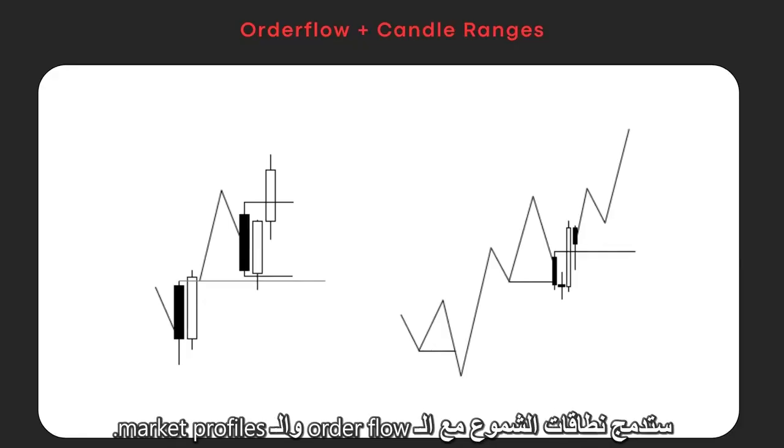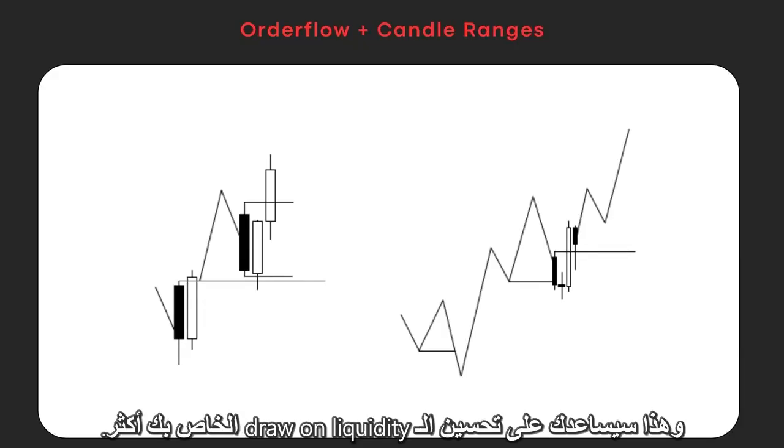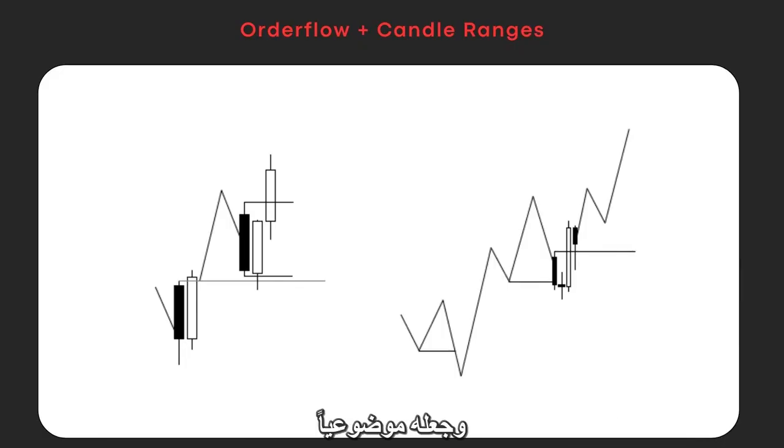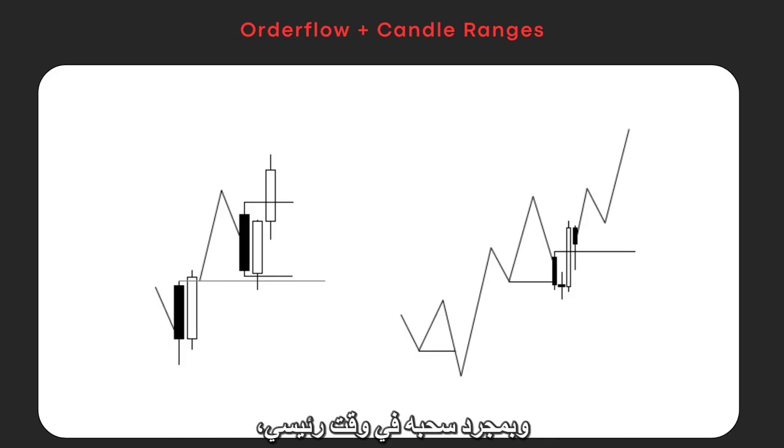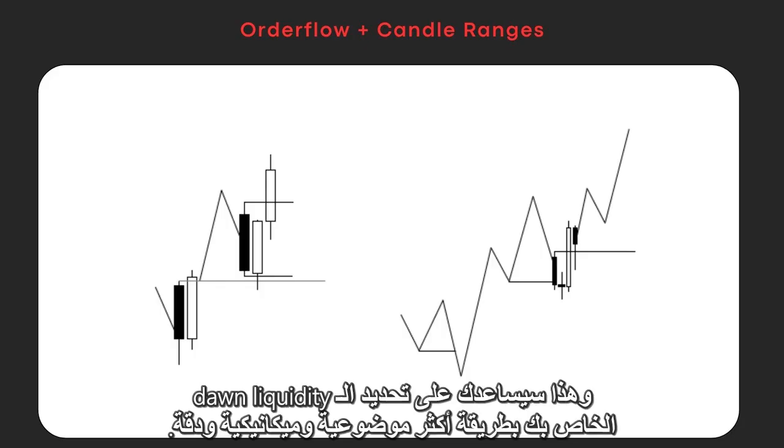Next up, you're going to combine candle ranges with order flow and market profiles, and that'll help you refine your drawn liquidity even more and make it as objective and mechanical as it can be. At the rejection of highs and lows and a bearish or bullish order flow, you'll always find a CRT there, and you're going to match that CRT with a key level. And once that is passed at a key time, you're going to target the opposing end of the candle range first, and that'll help you determine your drawn liquidity in a much more objective, mechanical, and refined manner, right?